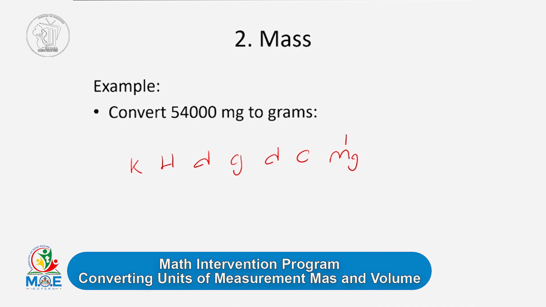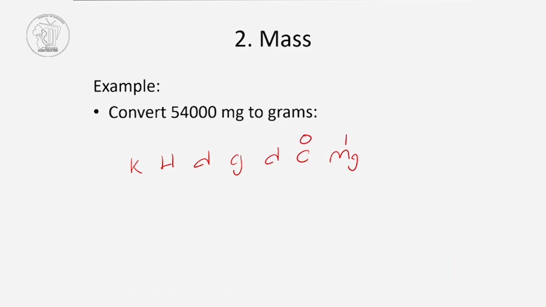So this will be, put a 1 over the mg and we put zeros until we reach g. So we see we have to divide by 1000. So we can say 1 gram is equal to 1000 milligrams. So this will be 54,000 and we divide by the 1000.